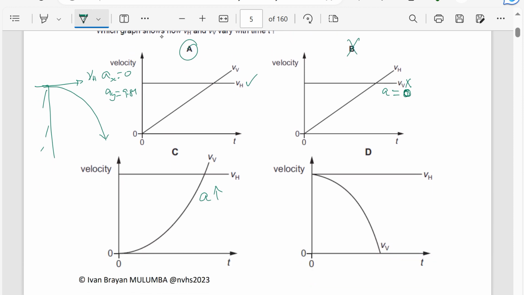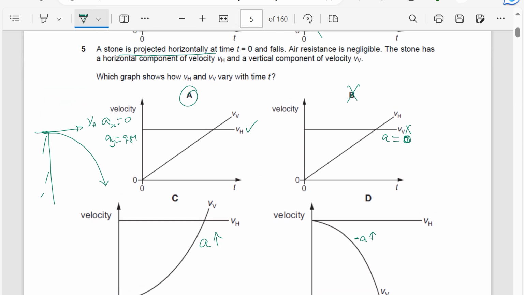D is showing acceleration is increasing, but in the negative direction, because the gradient is increasing but in the opposite direction. The velocity is decreasing, so it means the acceleration is increasing but negative. So this is a negative acceleration because the gradient is negative. So the answer is going to be A, because A shows acceleration is constant.